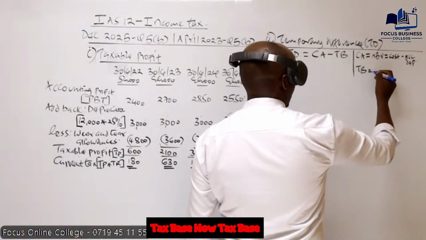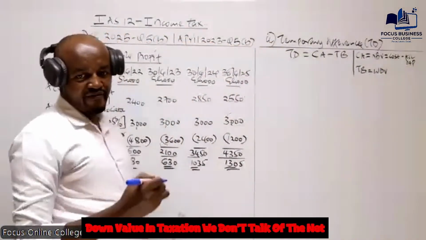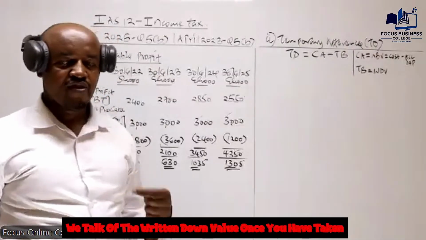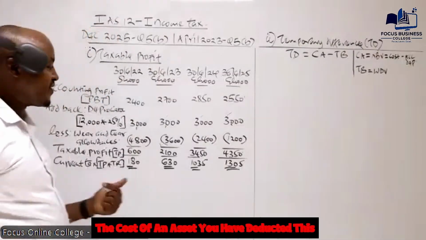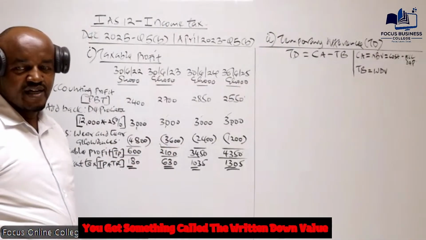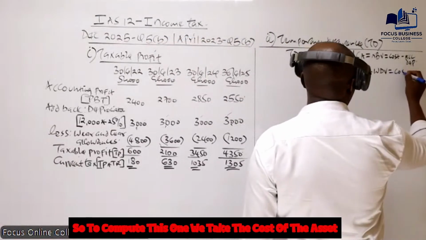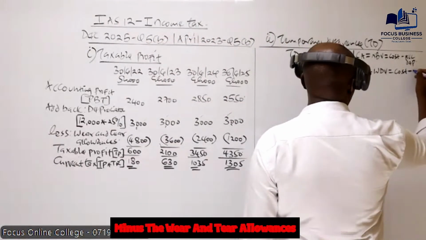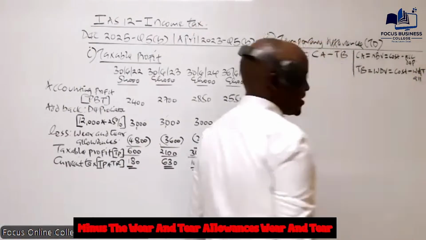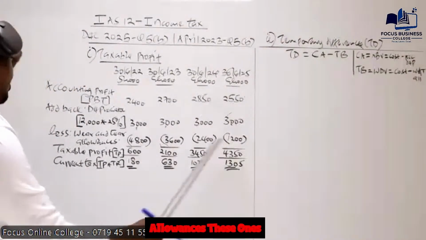Tax base in this case is something called the written down value. In taxation, we don't talk of the net book value of an asset. We talk of the written down value. Once you have taken the cost of an asset and deducted the wear and tear allowances, you get the written down value. So to compute this one, we take the cost of the asset minus the wear and tear allowances.